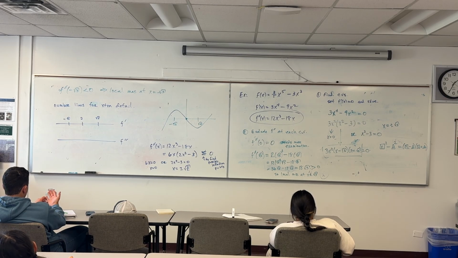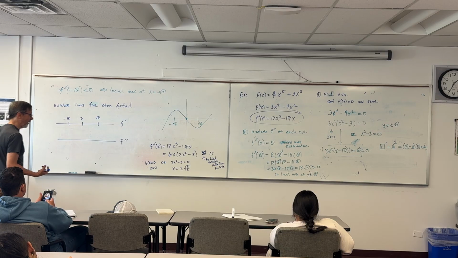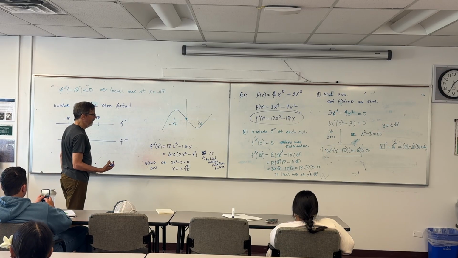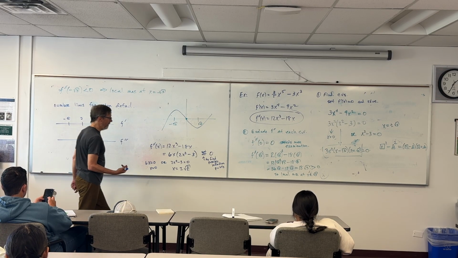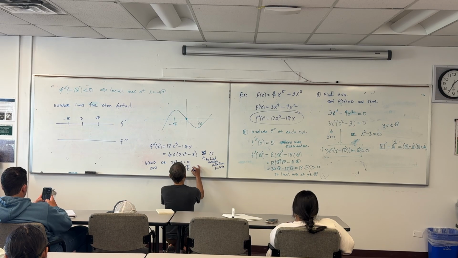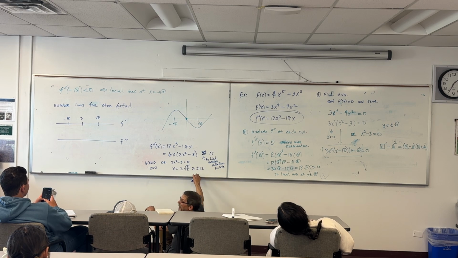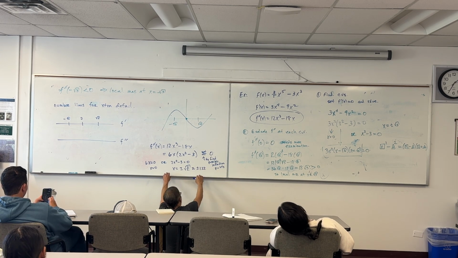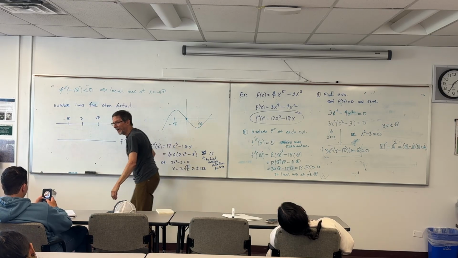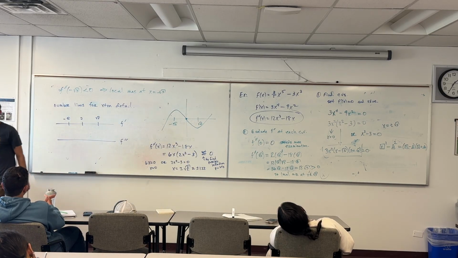We should be getting x equals 0, and then x equals plus or minus square root of 3 over 2. Could we get a calculator on that? What is the square root of 3 halves? Square root of 1.5. I just want to approximate it. 1.22. That's good.